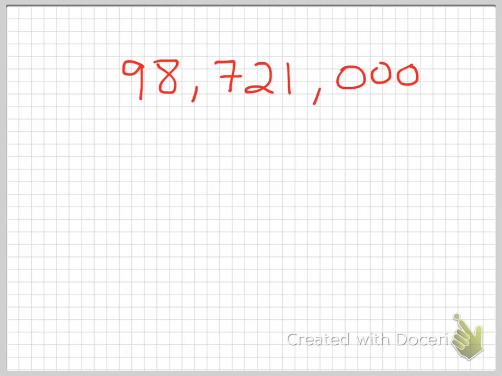right? You go to the left, so on the left. That is, the 98 is in the millions, right? 98 million. Over here, 721,000.